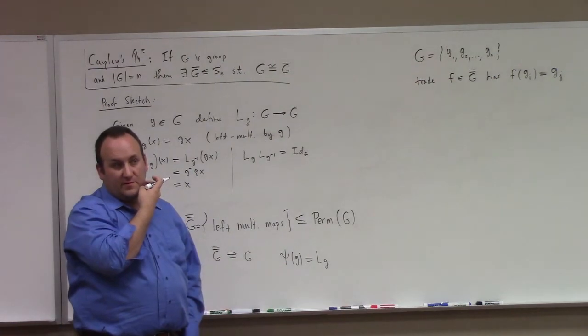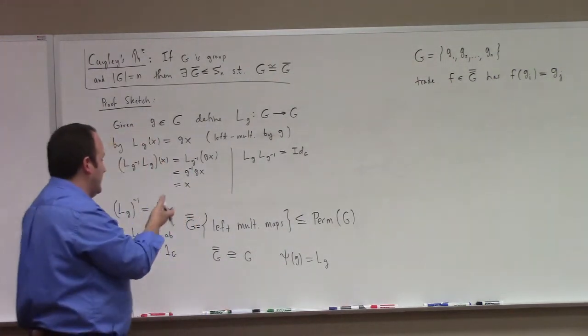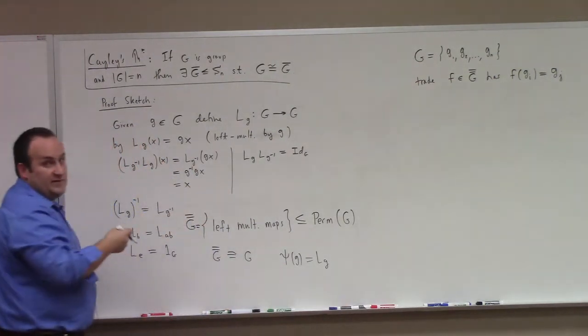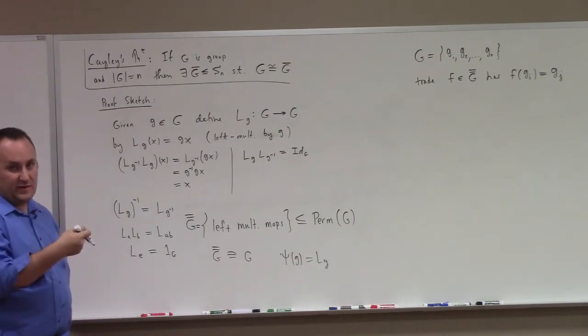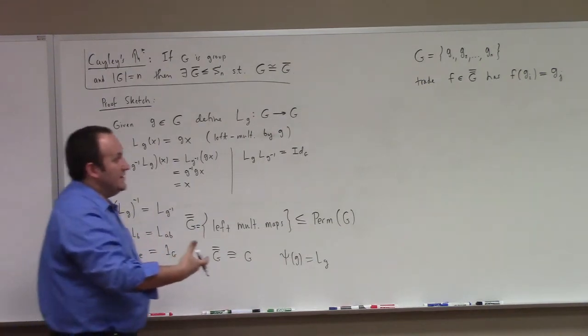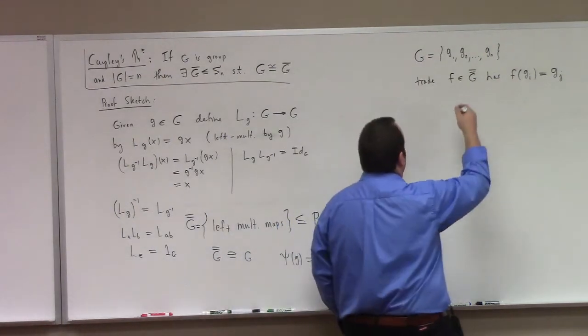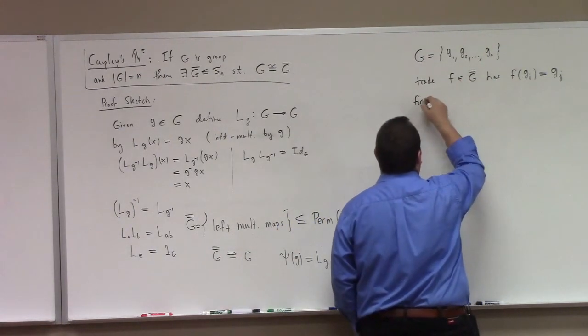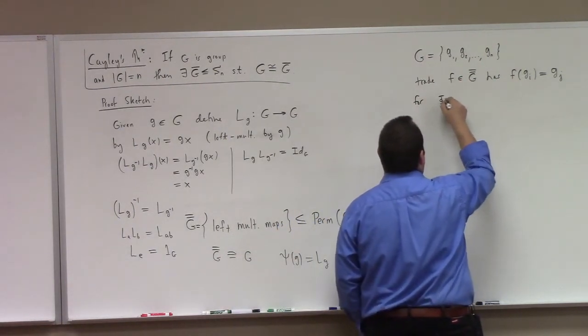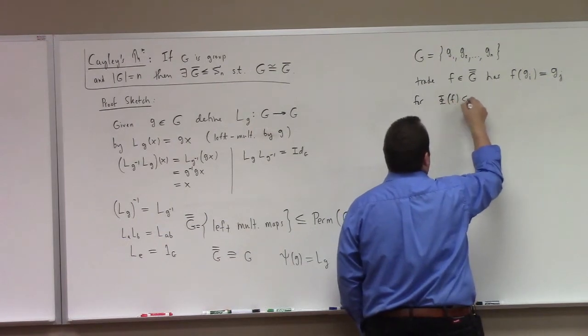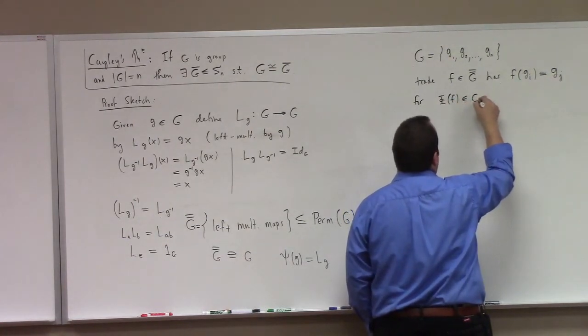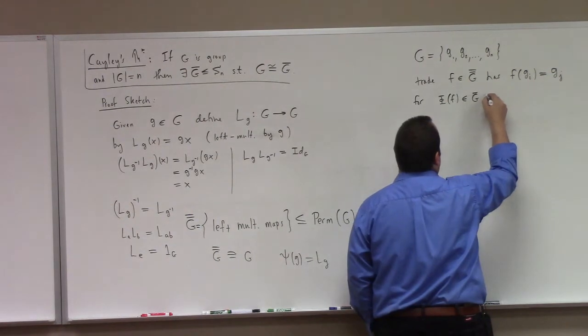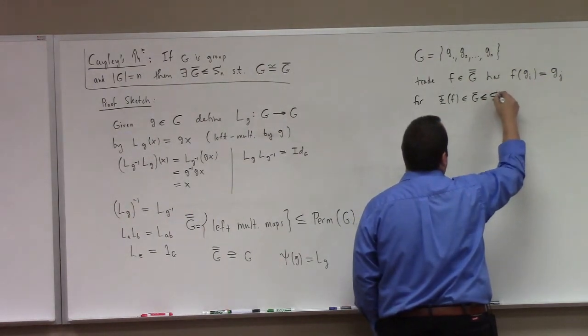So G bar bar is a set of maps from G to G, right? It takes an element of G and maps it to another element of G. What would the corresponding... and we want to trade this for, let's say, phi of F, an element of G bar, which I'm saying is going to be a subgroup of Sn.